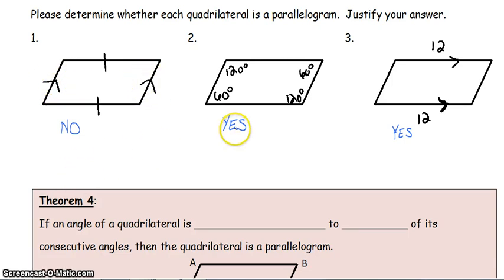Number 2, we could, because both pairs of opposite angles here are congruent. That's enough to say that's definitely a parallelogram. Same with number 3, we can say definitely it's a parallelogram because one pair of opposite sides are both congruent, they're both 12, and parallel, they both have the arrows. That's how we would go about justifying these.